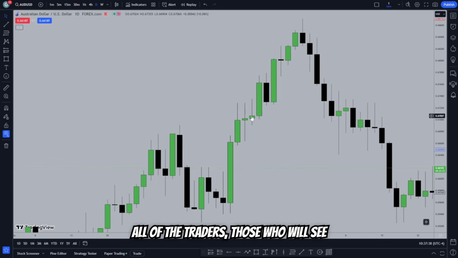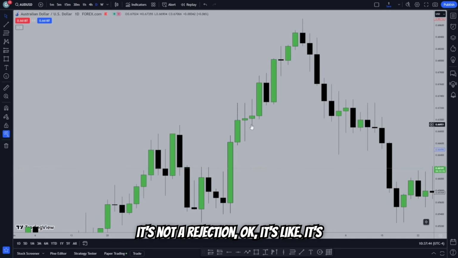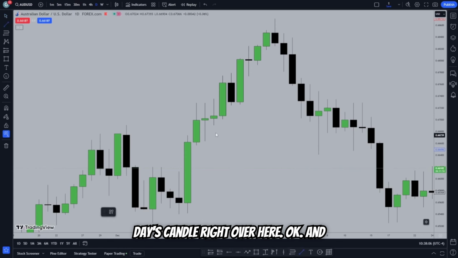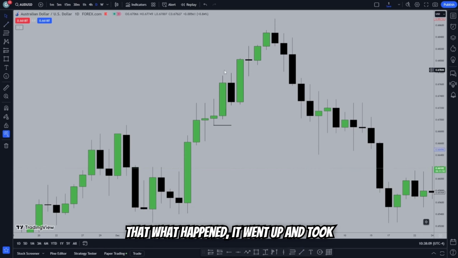And on this day, the traders who see this type of candle will think there is some sort of rejection, but it's not a rejection. Price is seeking buy side liquidity. Price is doing a liquidity run towards the buy side liquidity because it's bullish. That's why on this day also, because the previous day was bullish, it took the high of the day before yesterday's candle. So today also we are thinking that price will go and take the high of this candle, and it will not go and take the low of the previous day's candle right over here. And that's what happened, it went up and took the high.